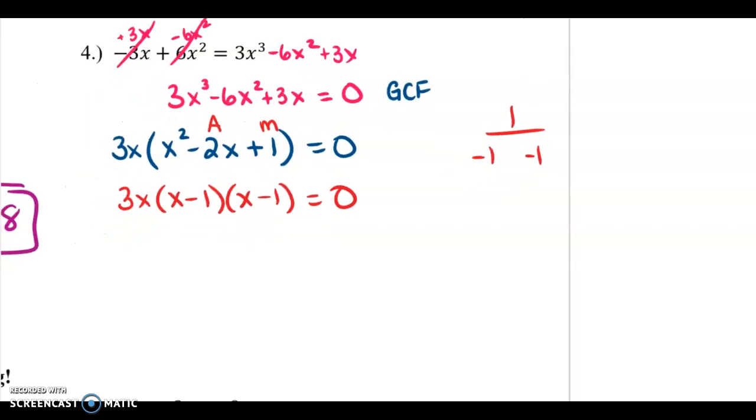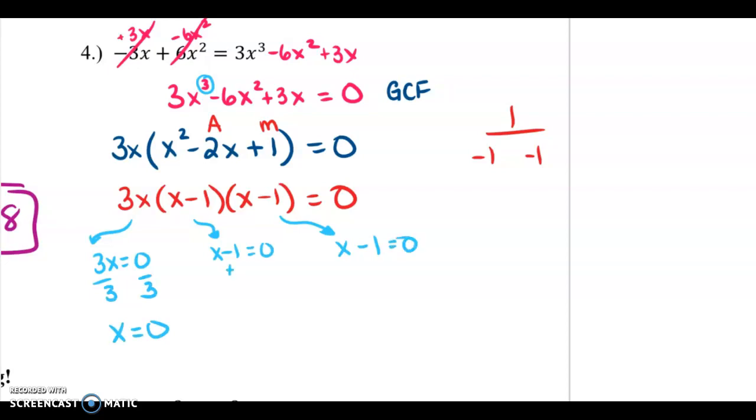So speaking of that, I'm going to set these equal to 0. Write that down really quickly. I'm going to get 3 answers, which is consistent with my highest exponent, so I should have 3 answers. So I get x is equal to 0, x is equal to 1, x is equal to 1.